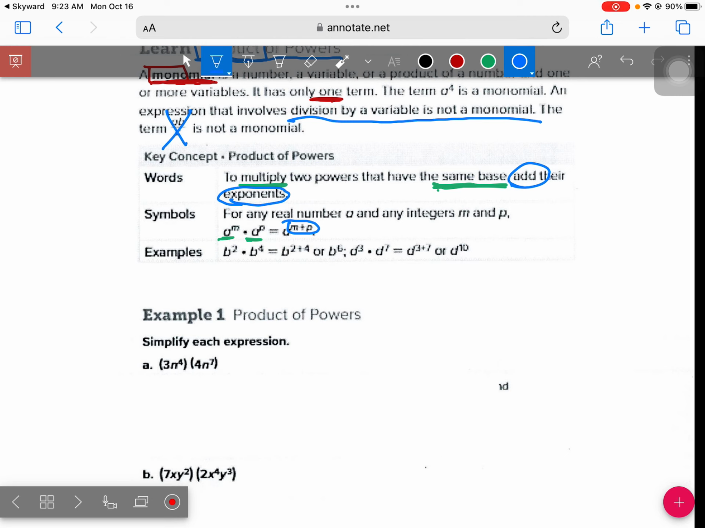D to the 3rd times D to the 7th is D to the 3 plus 7, which is D to the 10th. Put that away, please.